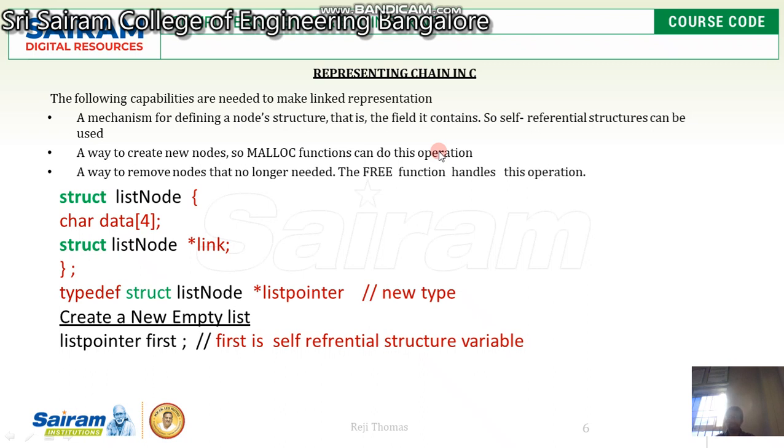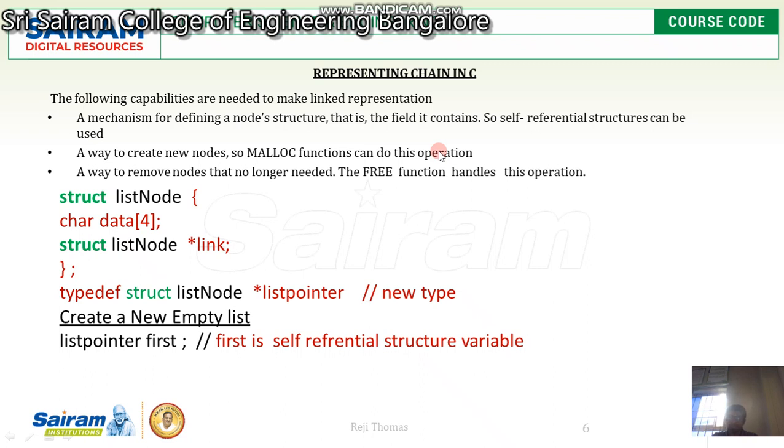And what is my structure? The structure contains two variables. One is the data, which we call the first member, and it's of type character, which can store 4 characters. The second one is again a pointer, since it's a self-referential structure. So this is the way we define a structure.